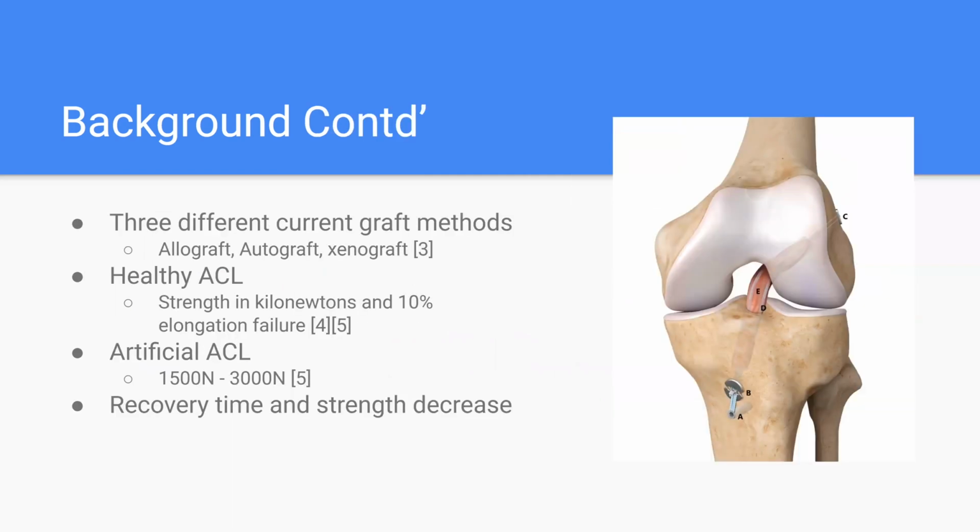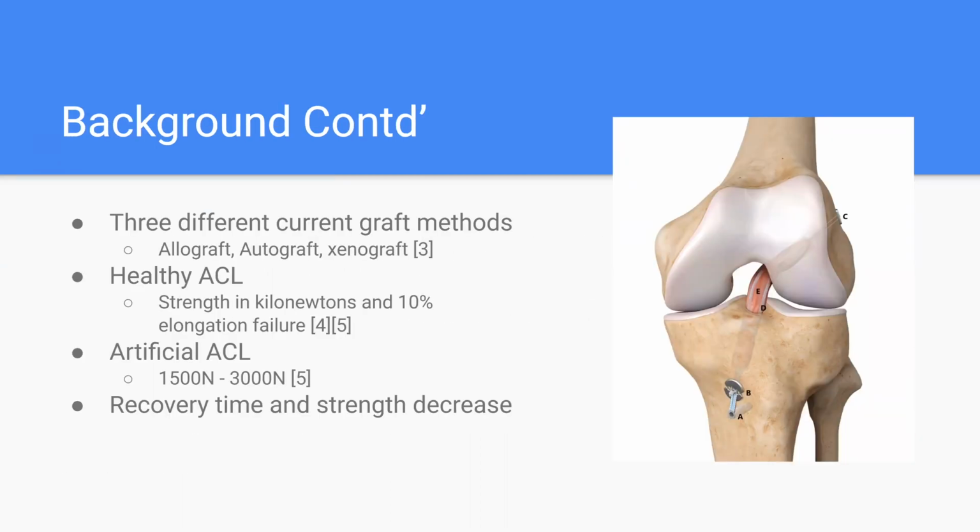So currently there are three different graft methods. An allograft is from another person or donor. An autograft is a donation from other ligaments in yourself, and xenografts are artificial or non-human grafts. The downside to current grafts is that they can leave other areas compromised of function.